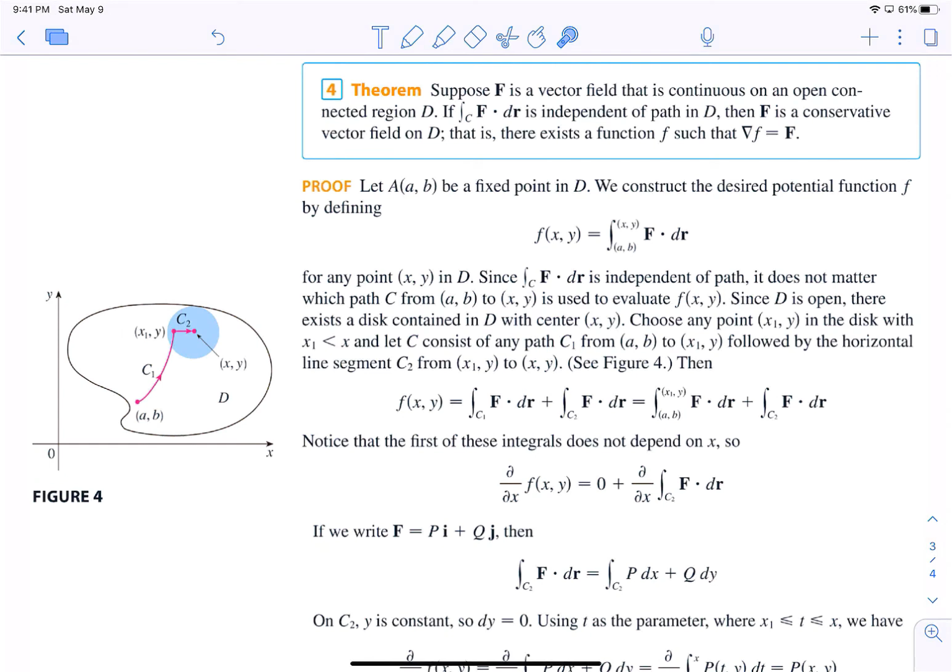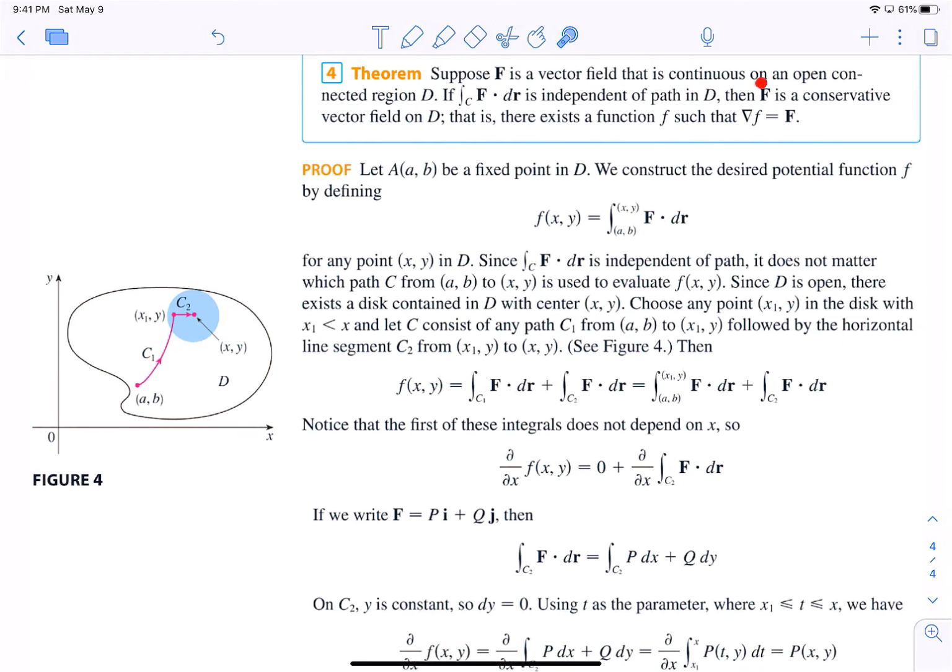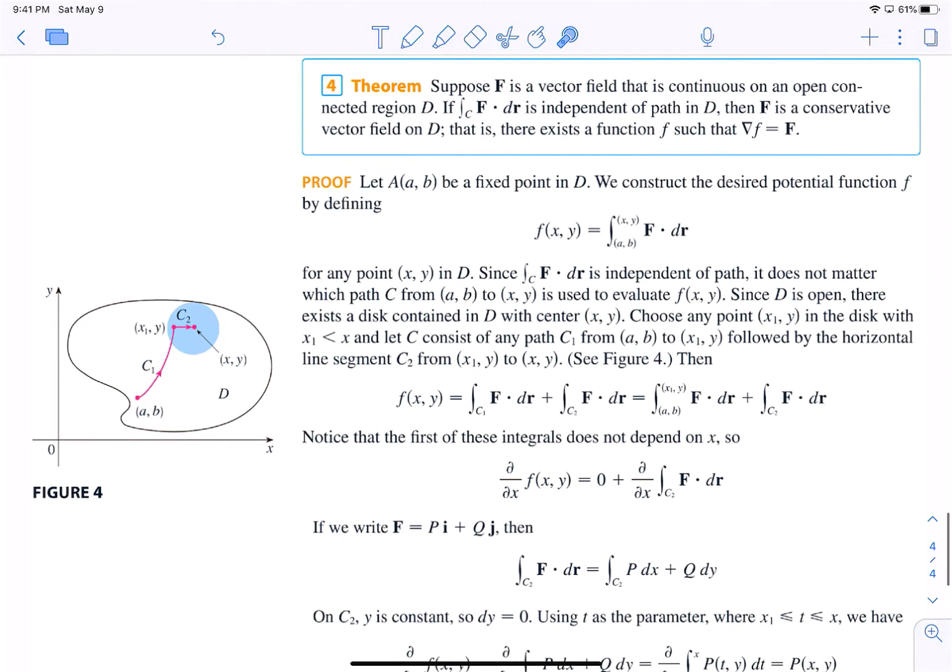For this next one, I'm going to walk you through what's in the textbook. Our theorem supposes that F is a vector field that's continuous on an open connected region D. Let's pause for a moment. Since D is open, it means it doesn't contain its boundary points. And so for any point interior to D, we can create a neighborhood about it that is still also contained in D. Think of it like an open interval on the x-axis.